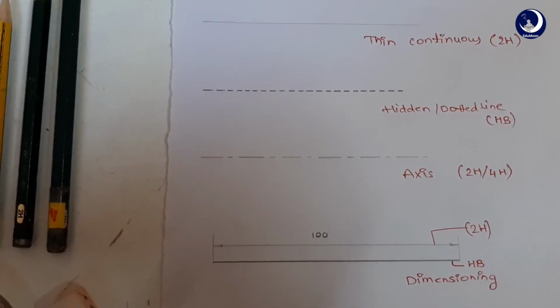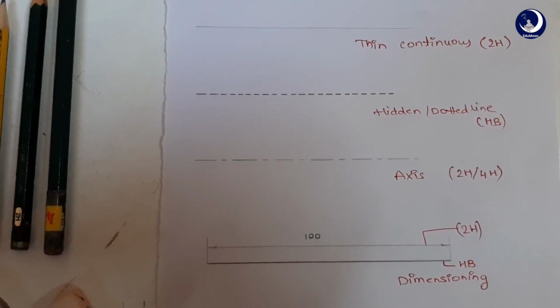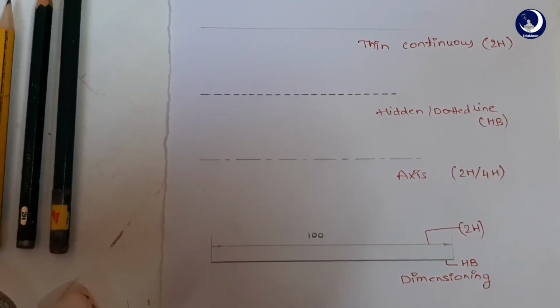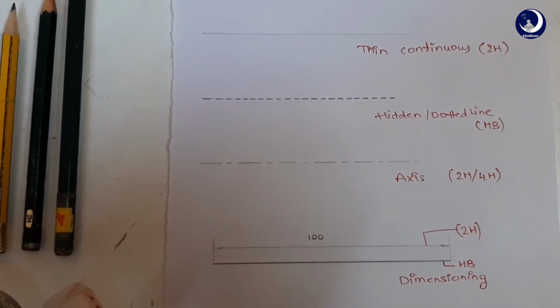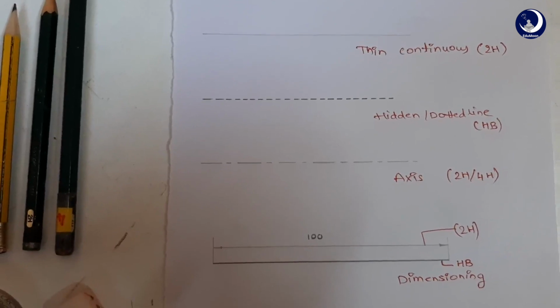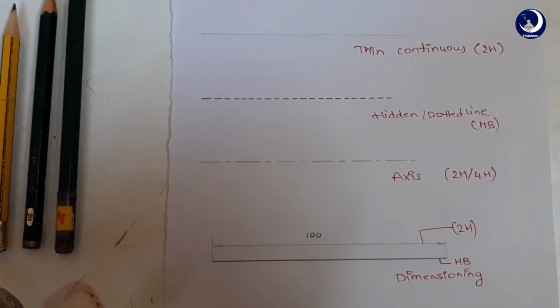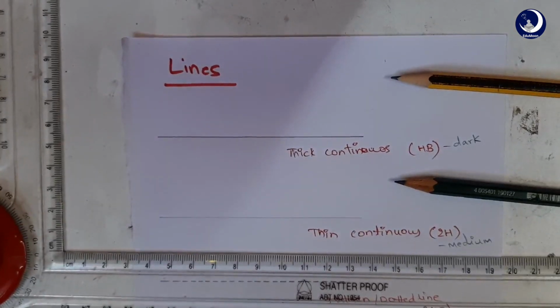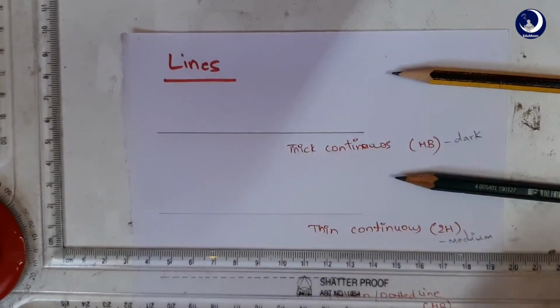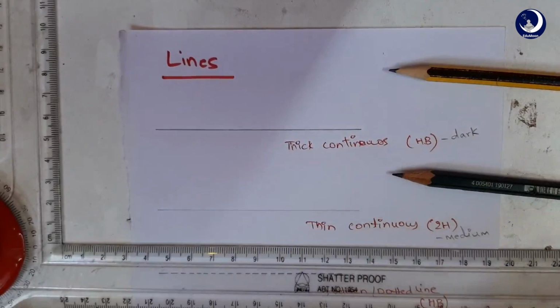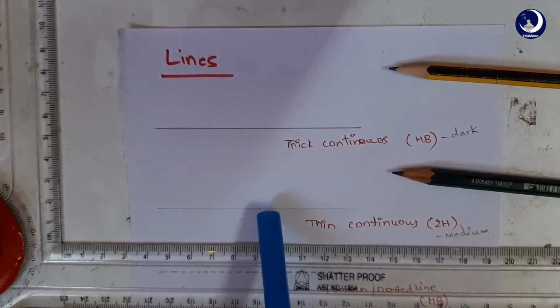Next, we have axis line. The axis line is the line that passes through the center of the solid. It's basically the axis of the solid. It is represented using 2H or 4H pencil again. For better understanding, let me represent the HB line using a sketch pen and the 2H line with a normal pen, so that in case this is not visible, you can understand.